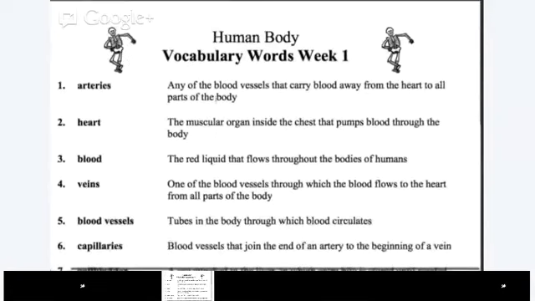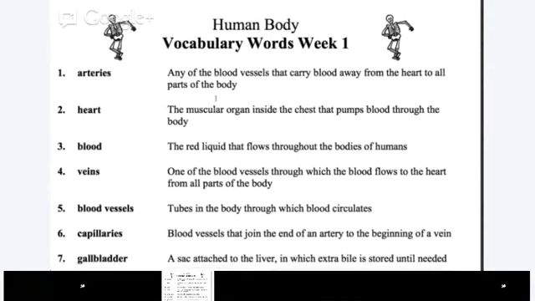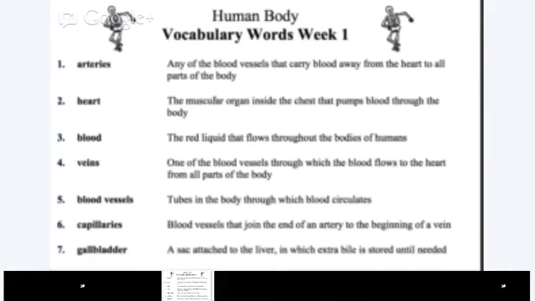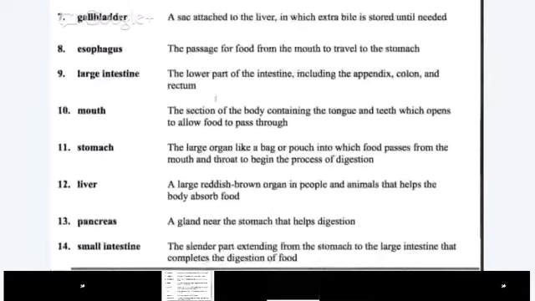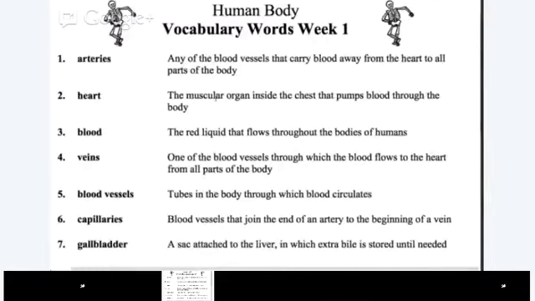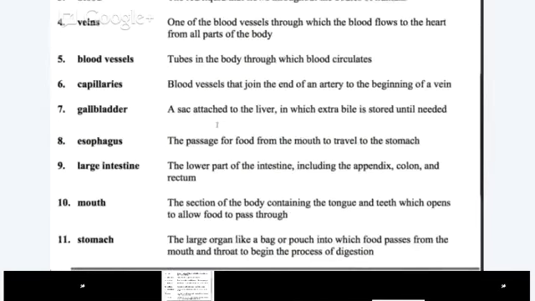Can everybody see it? Human body vocabulary words, week 1. Okay, so what we'll do is I will get everybody to read one or two words together. You will read the word and then the description, then read the second word and the description for that. And then we'll go through the entire page.